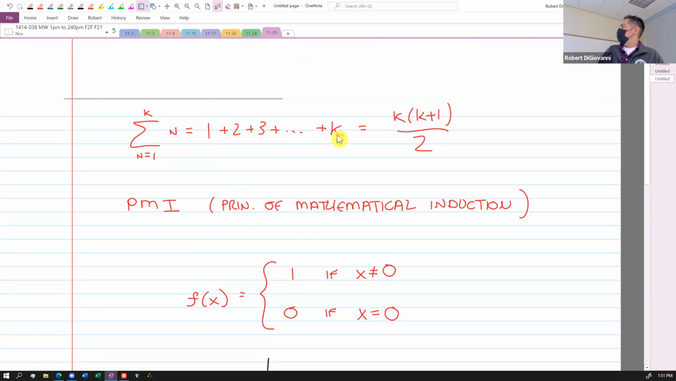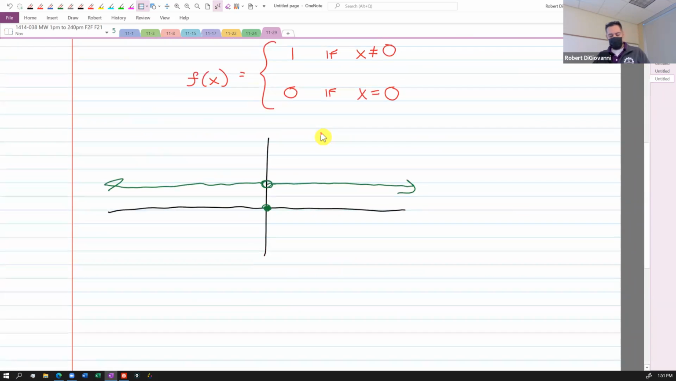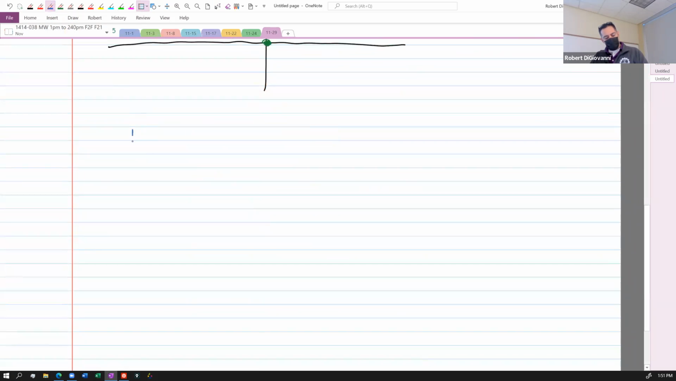Let's plug in, if we wanted to check that, if we said, okay, what's 1 plus 2 plus 3? Well, in this case, 3 is the answer, 3 is the k, right? Plug that into the formula, 3 times 3 plus 1 over 2, and you will get 6. So it checks. Does that make sense? Like we know 1 plus 2 plus 3 is 6, and it follows the formula.